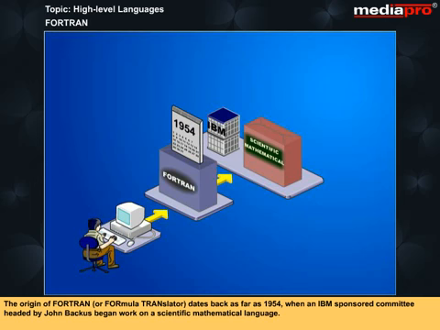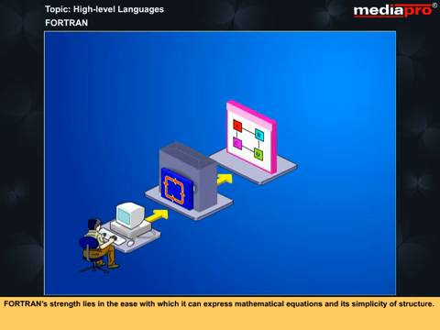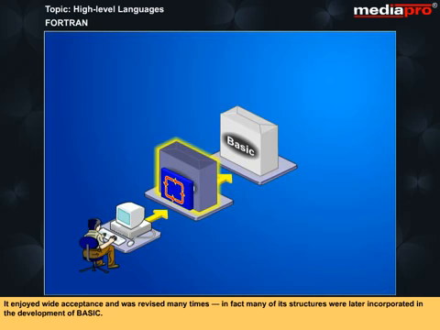The origin of FORTRAN, or Formula Translator, dates back as far as 1954, when an IBM-sponsored committee headed by John Backus began work on a scientific mathematical language. Three years of effort resulted in the birth of FORTRAN, which was developed for the IBM 704 computer. FORTRAN's strength lies in the ease with which it can express mathematical equations and its simplicity of structure. It enjoyed wide acceptance and was revised many times. In fact, many of its structures were later incorporated in the development of BASIC.